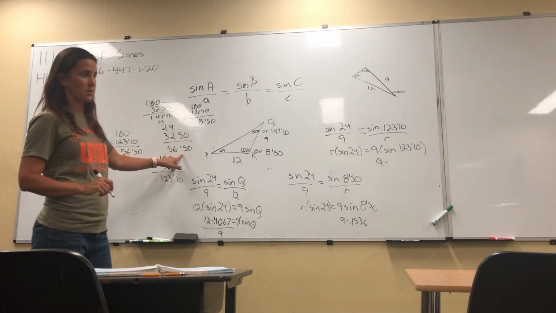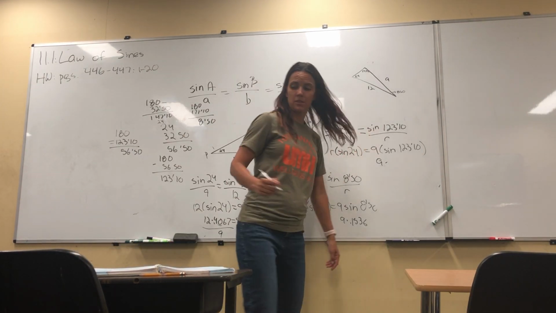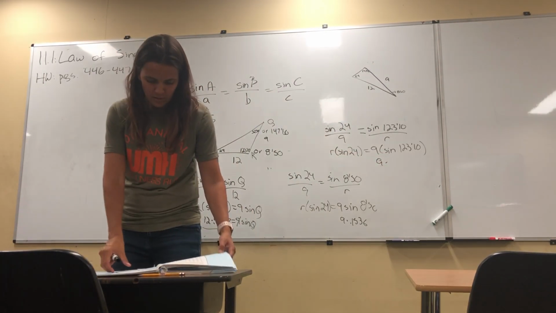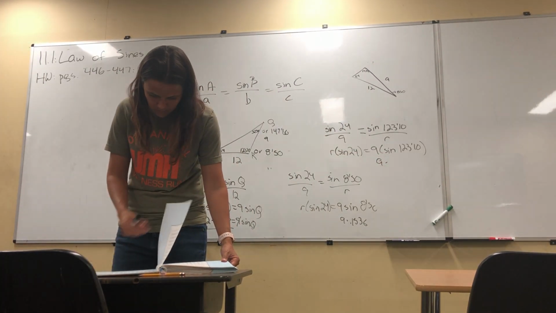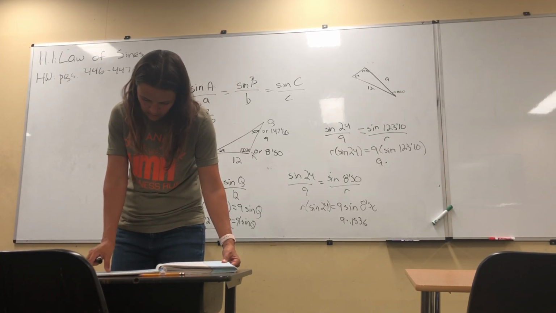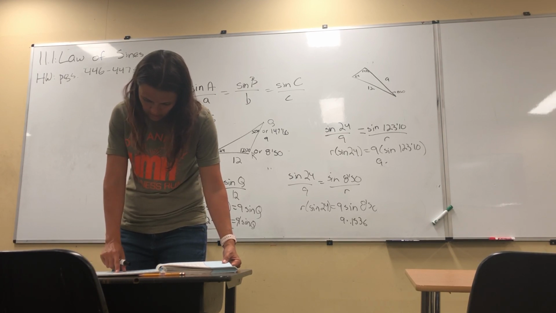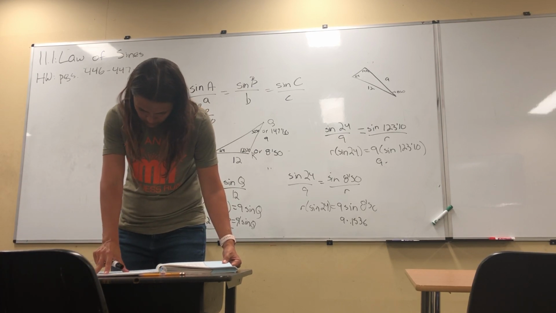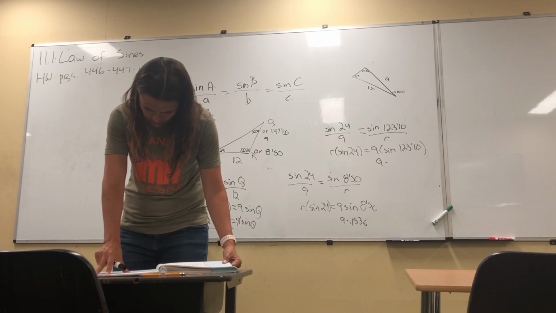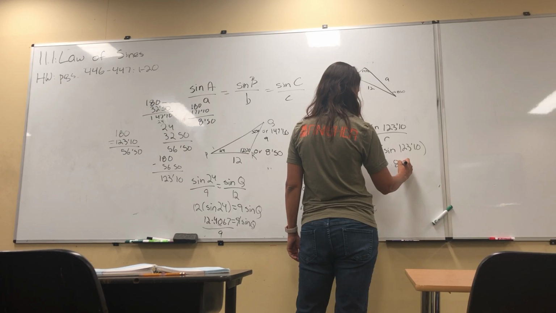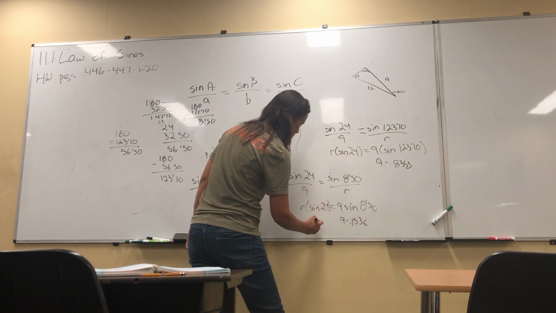Oh, we had already found it right there. Sine of 56.50. I'm just going to find it, okay? Because I'm running out of space. 56.50 is on page 615, close to the bottom. Sine is 0.8355. Okay, let's do this one first.